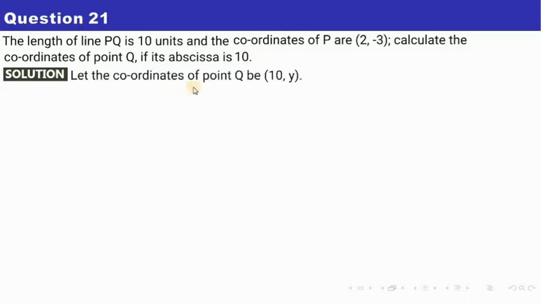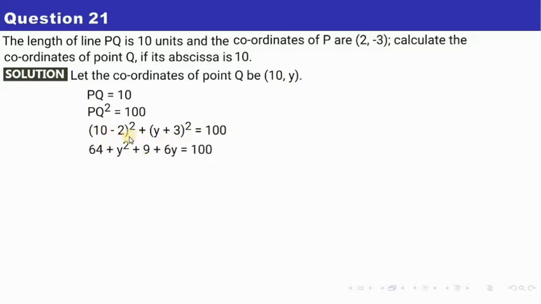So let the coordinate of Q be 10, y. In this case I have taken y as the unknown, and it is given that the abscissa is 10. It is also given that PQ is 10, right? So from here I can say PQ square is 100, squaring both sides. If you call this x1, y1, this becomes your x2, y2, right? So this becomes x2 minus x1 whole square plus y2 minus of minus 3, which is y plus 3, whole square. From here you need to find the value of y.